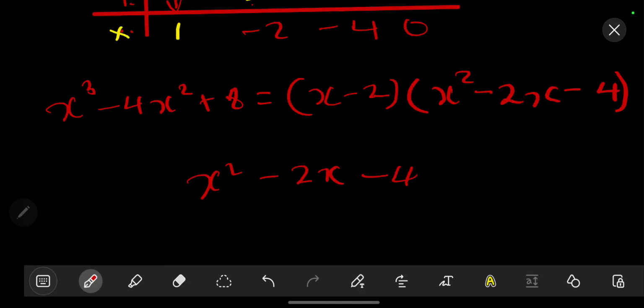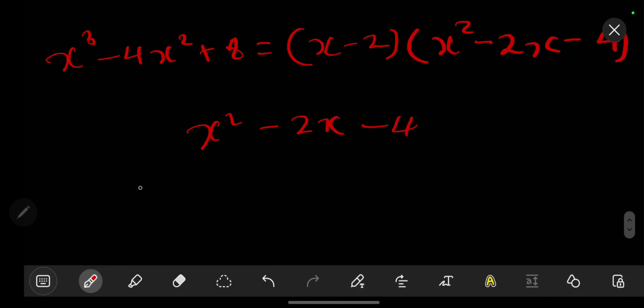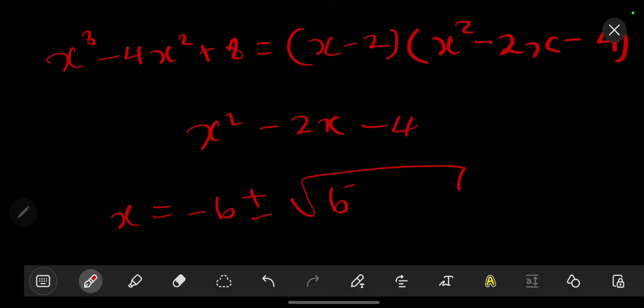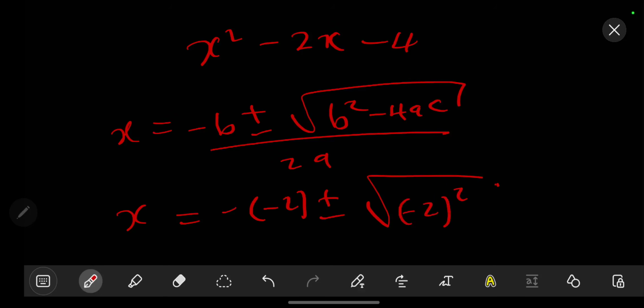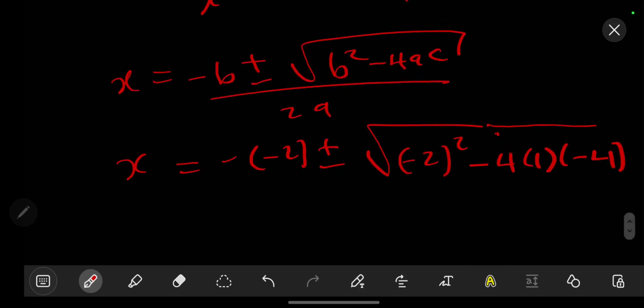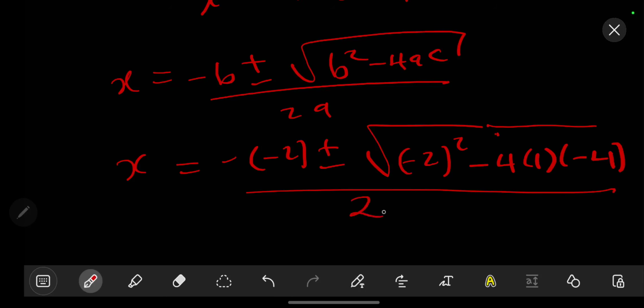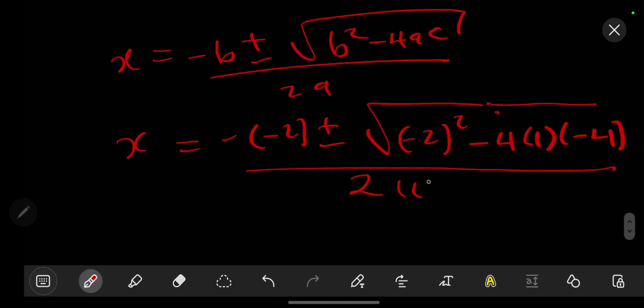So solving this using the quadratic formula, since it can't be factorized, we have x is equal to negative b plus or minus the square root of b squared minus 4ac, over 2a. So x should be equal to negative b, where b is negative 2, plus or minus the square root of negative 2 squared, minus 4, where a is equal to 1 and c is equal to negative 4. This will give us a value over 2a, which is positive 2.